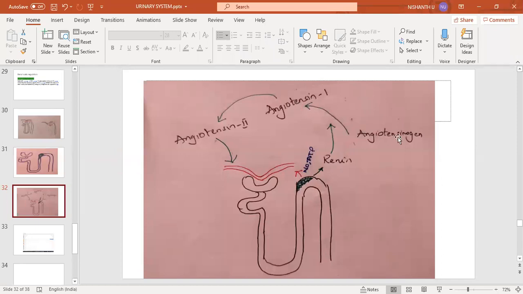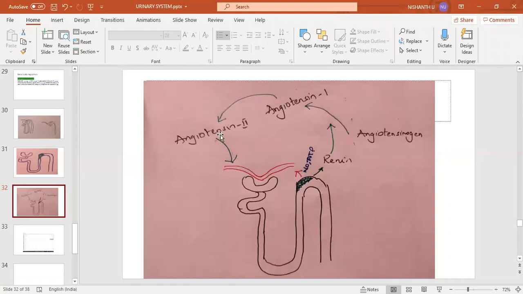So this is the angiotensinogen, it gets converted into angiotensin 1. This angiotensinogen is present in the liver. Then this angiotensin 1 is released into the blood circulation. It gets converted into angiotensin 2 in the lungs, because the enzyme called ACE, angiotensin converting enzyme, is present in the lungs. Already you studied this in blood pressure.